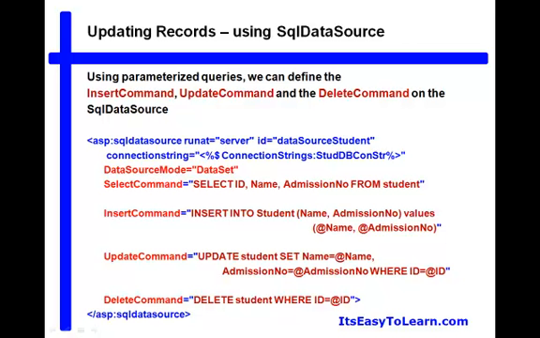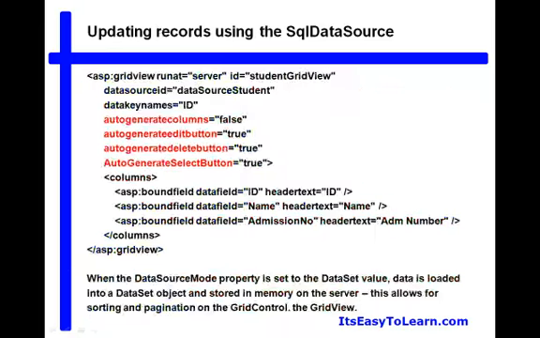So once we define the select, insert, update, delete command, we can attach this data source to a grid view and then say auto generate columns equal to false, and we can add an edit button, delete button or select button by setting the value to true, and define the columns with the data field attribute. Defining the columns with the data field attribute gives us the flexibility to change the header text to whatever we want.